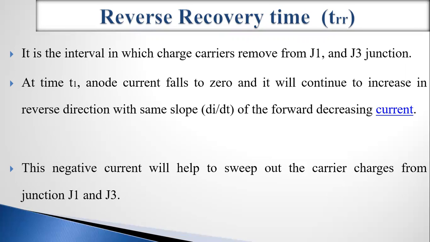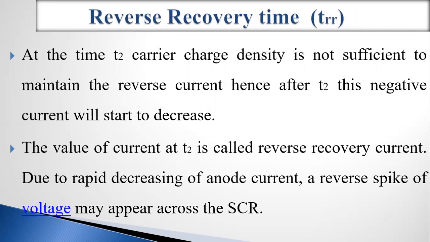It is the time interval in which the charge carriers are removed from the junctions J1 and J3. During that time, at time T1, the anode current falls to zero and continues to increase in the reverse direction with the same slope di/dt of the forward decreasing current. This negative current helps to sweep out the carrier charge from junctions J1 and J3. At time T2, the carrier charge density is not sufficient to maintain the reverse current. Hence, after T2, this negative current starts to decrease. The value of current at time T2 is called the reverse recovery current.